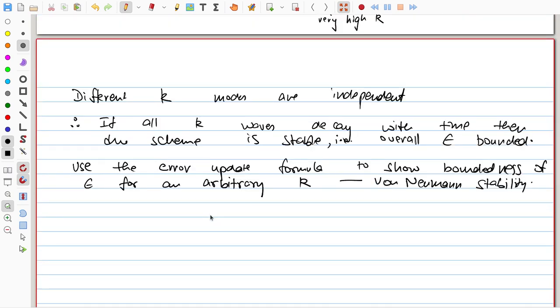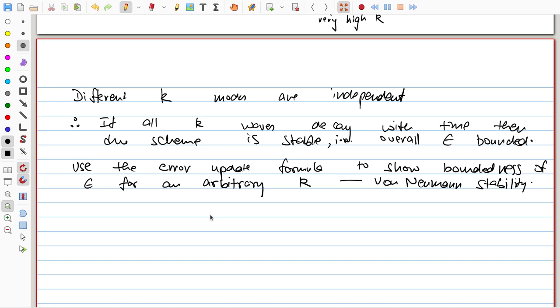So what we do is we use the error update formula to show the boundedness of epsilon for an arbitrary k, because we want to show the boundedness for all k values. So we keep k arbitrary. I don't choose a value of k. I just keep it as a variable k, and as a result my boundedness should not be a function of the value of k. It should be true for all values of k, or for any arbitrary k. So that's the whole idea of von Neumann stability analysis.